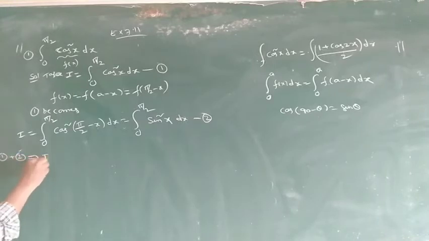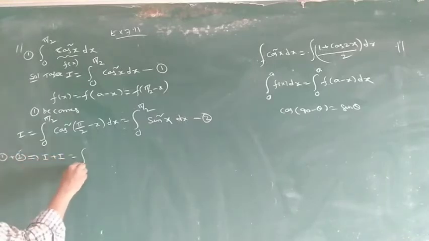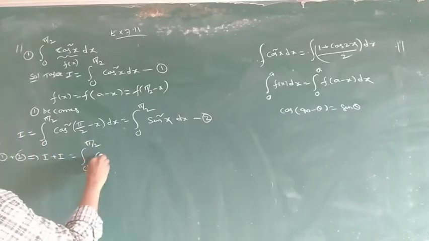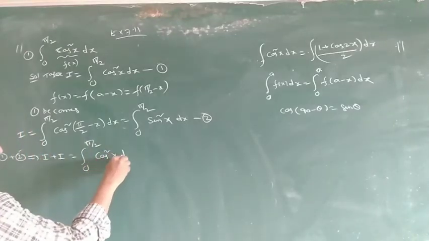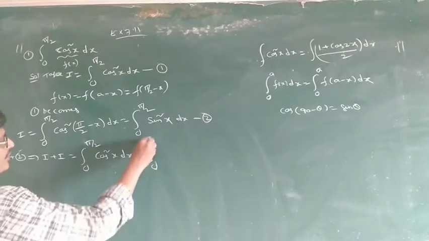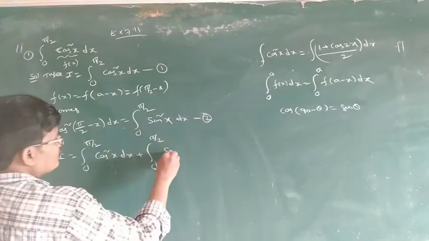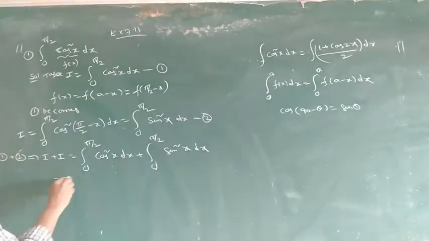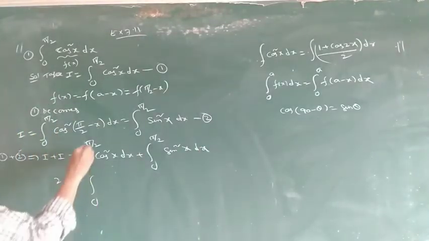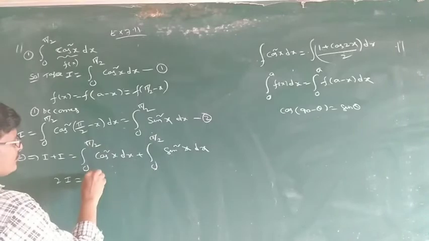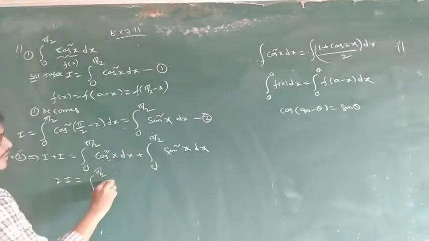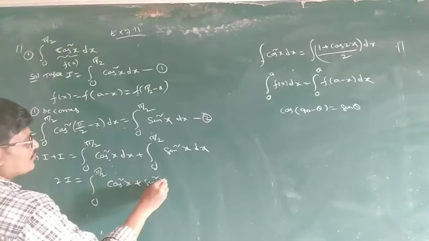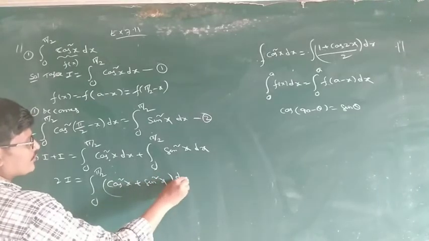1 plus 2 implies I plus I is equal to integral 0 to pi by 2. What is 1? Cos square x, plus integral 0 to pi by 2, what is 2? Sin square x dx. So I plus I is equal to 2I. Same integration, so 0 to pi by 2 of cos square x plus sin square x dx.